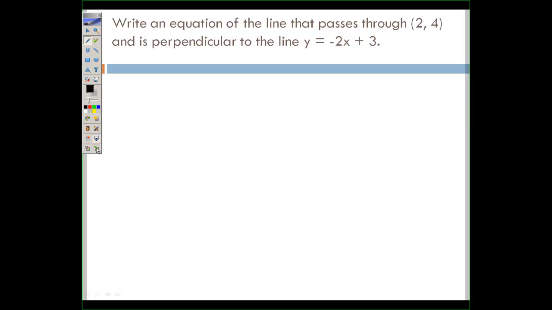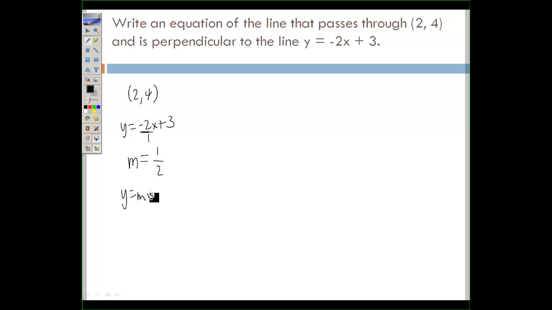Let's do one more here. Once again, it says that we need the equation of a line that passes through that point and is perpendicular to this line. We're going to say (2, 4) and the equation y equals negative 2x plus 3. Once again, because I know that perpendicular lines have opposite reciprocal slopes, I can look at my slope and flip it over and make it a positive. My slope has to be 1/2 if these lines are really going to be perpendicular.